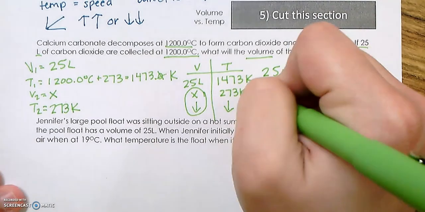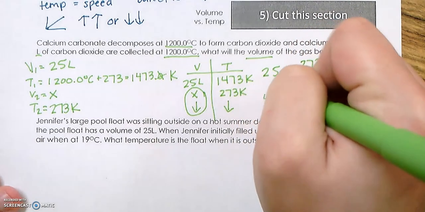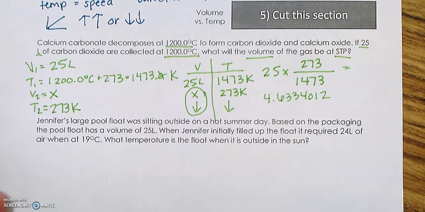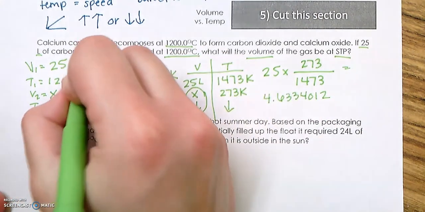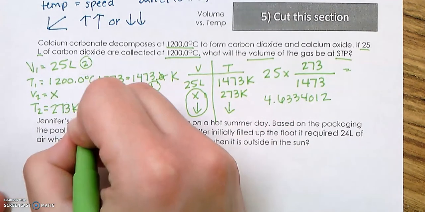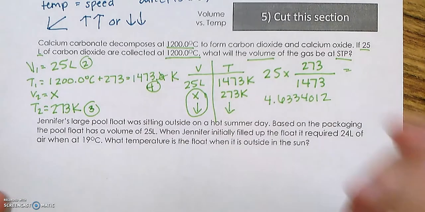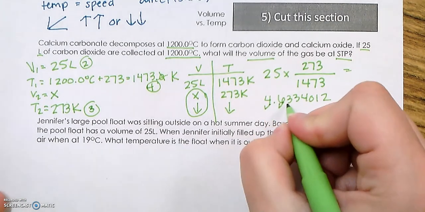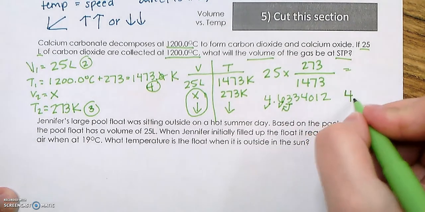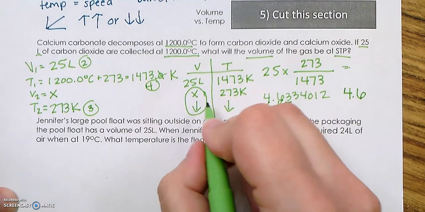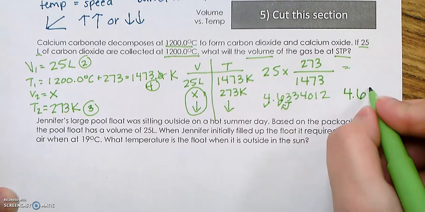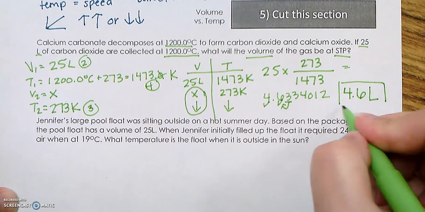And we get 4.633412. Now let's talk sig figs here. Have 2, 1, 2, 3, 4, 1, 2, 3. So I can only have 2 in my answer, so 1, 2. I say, what does that 3 do to that 6? Nothing. So 4.6. Now I'm looking for my unit. Looking at volume, my initial volume was in liters. So my answer is going to be in liters.